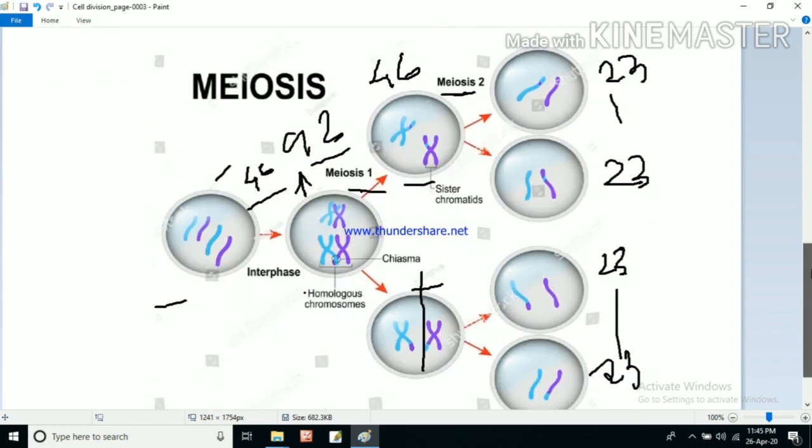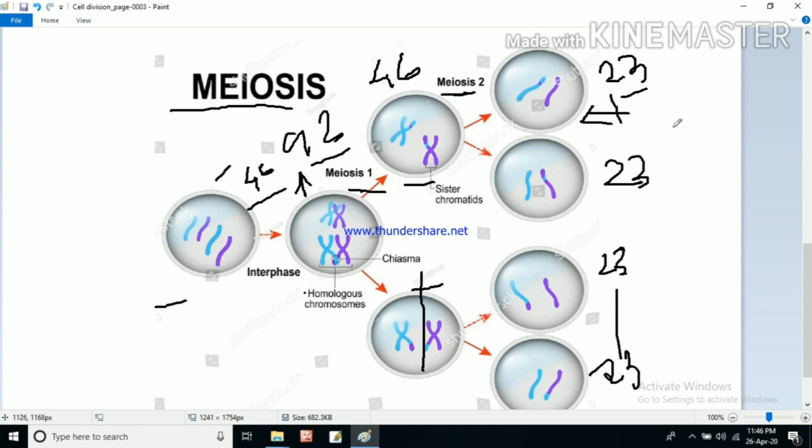Why is it important? Because these daughter cells are known as gametes. During meiosis, these daughter cells produced are known as gametes, and gametes take part in reproduction. If we consider this as the sperm or male gamete, similarly the female reproductive cells also divide and form a female gamete, and that female gamete will also have 23 chromosomes, just as the male gamete has 23 chromosomes.